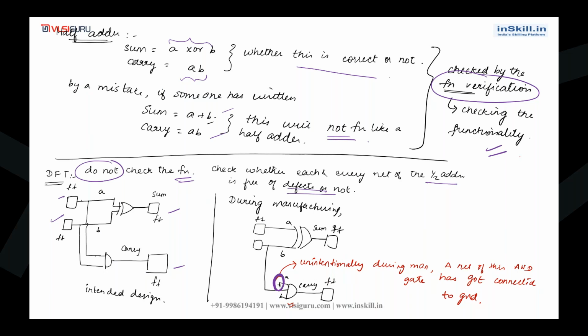So this is our intended design. A and B are XORed and that is nothing but sum. A and B are ANDed and that is nothing but carry. A and B are coming from some flops. Sum and carry are going back again to some flops. Suppose during manufacturing, the A net of this AND gate unintentionally got connected to ground. These kinds of things are what will be checked by the DFT engineers. So DFT engineers do not check the functionality.